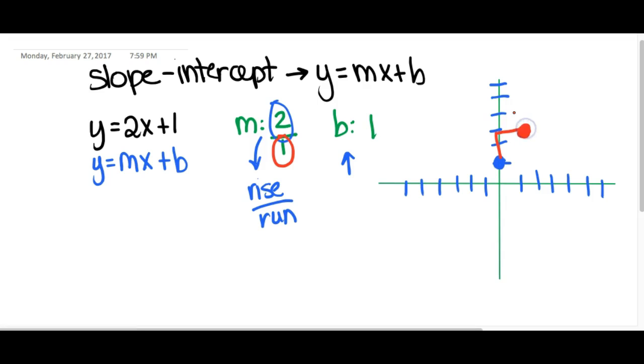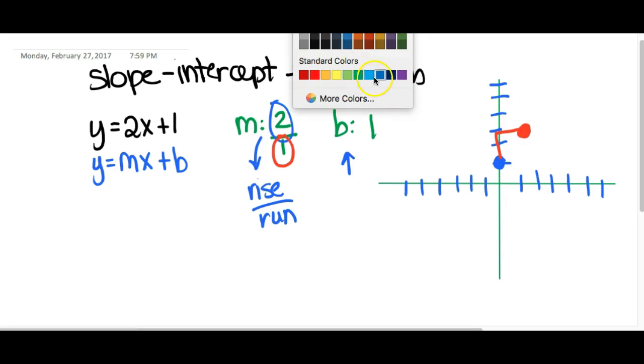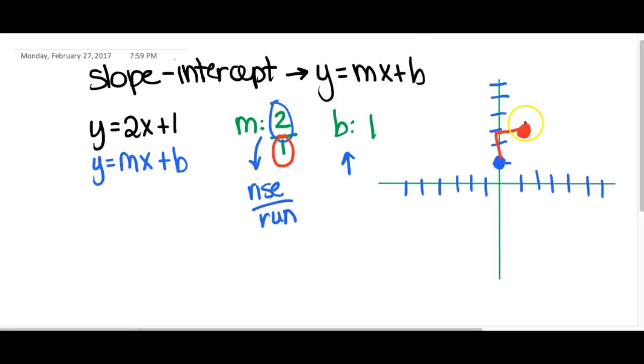And remember, we don't start from the beginning, we start from whichever space we left off. So from there, let's change the color up so you guys can see, I'm going to go up 2 again, and I'm going to go over 1. I'm going to put a dot. And then all I have to do is connect the dots. Now Miss Curtin's going to do the best she can with this.